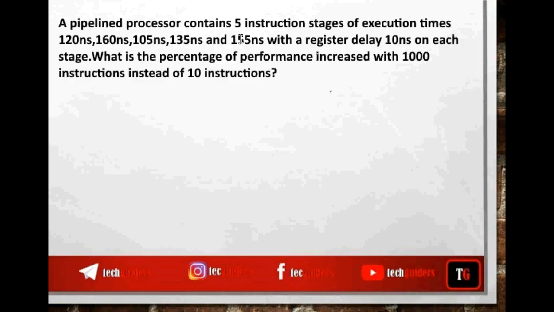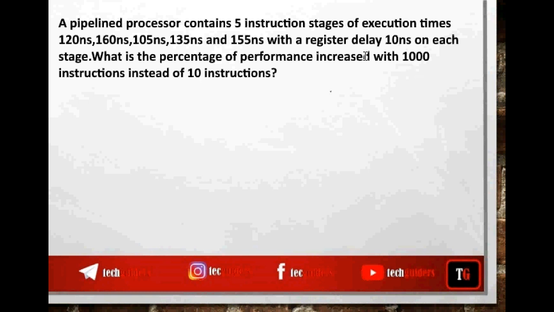A pipeline processor contains 5 instruction stages of execution times 120, 160, 105, 135, and 155 nanoseconds with a register delay of 10 nanoseconds on each stage. What is the percentage of performance increase with 1000 instructions instead of 10 instructions?